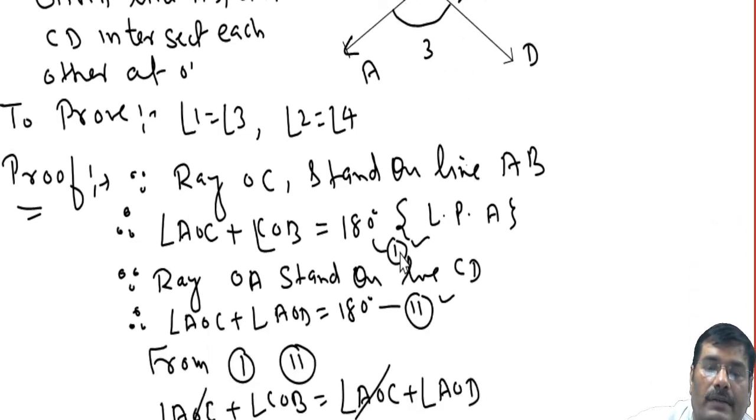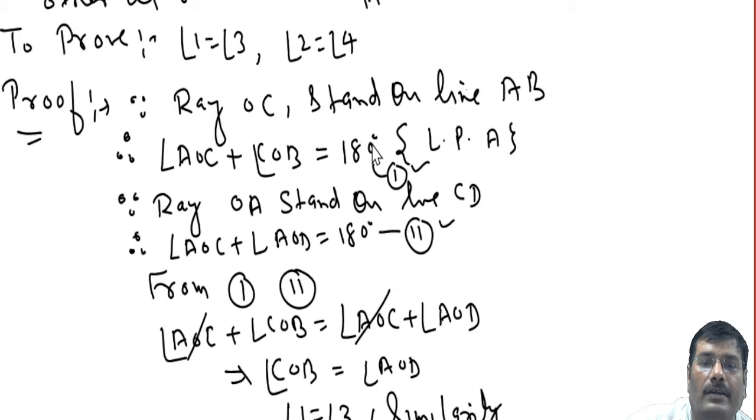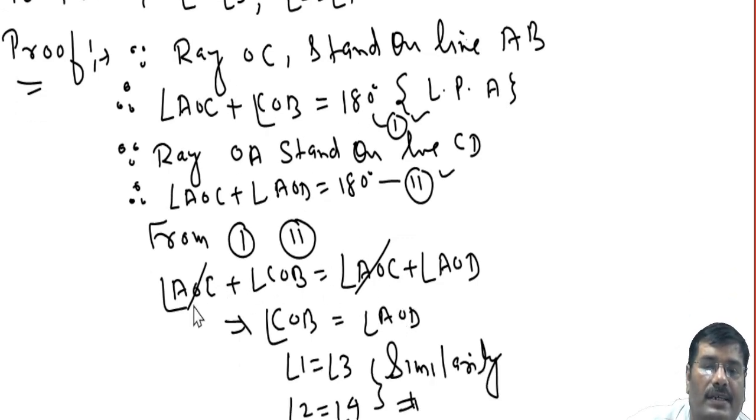So we observe that the right hand side of the first and the right hand side of the second are both equal to 180 degrees. So obviously their left hand sides are also equal. So from 1 and 2 I am writing the left hand side and right hand side, and by the cancellation law, angle AOC cancels on both sides. So COB, that is angle 1, and angle AOD, which is angle 3, are equal. That's clear. Okay, any doubt?